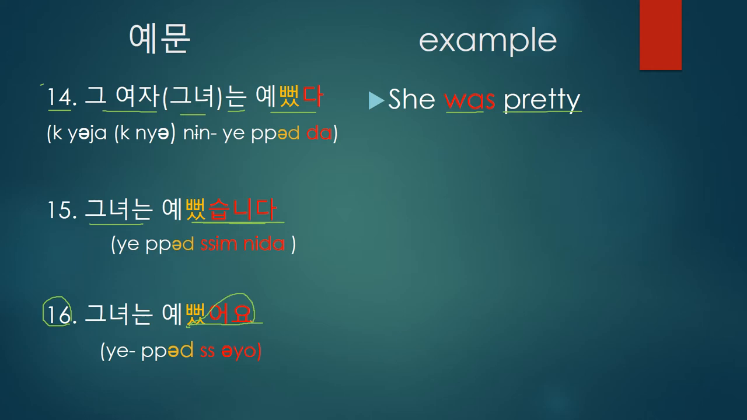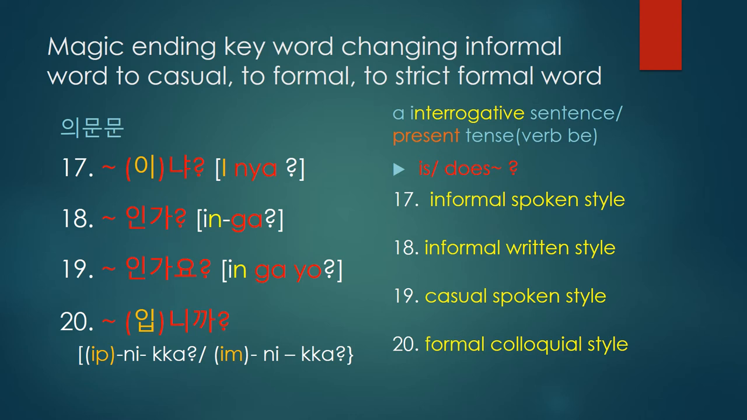Yeah, now the last ending keyword of the Korean language is about interrogative sentence. Interrogative means question form. Every Korean question form ends with this style. Number 17. 무엇이냐? Or 뭐뭐냐?